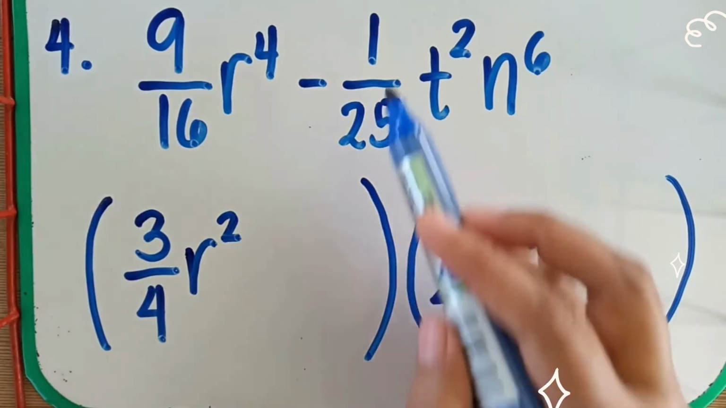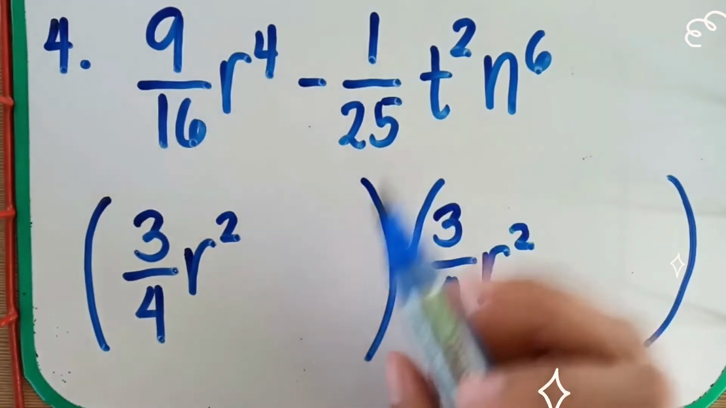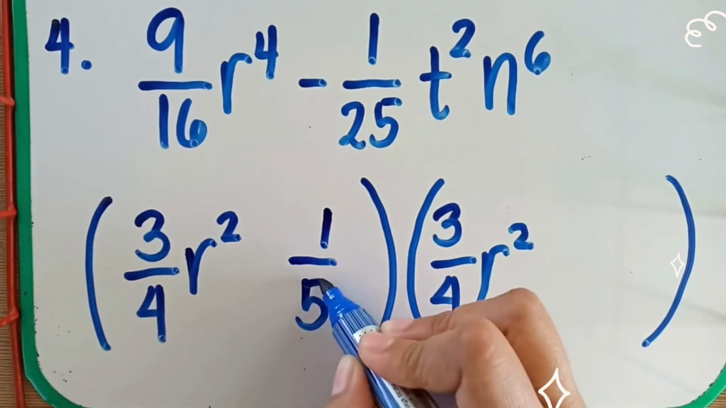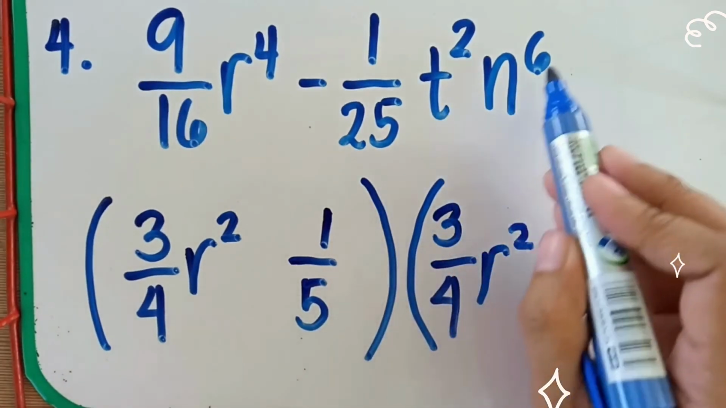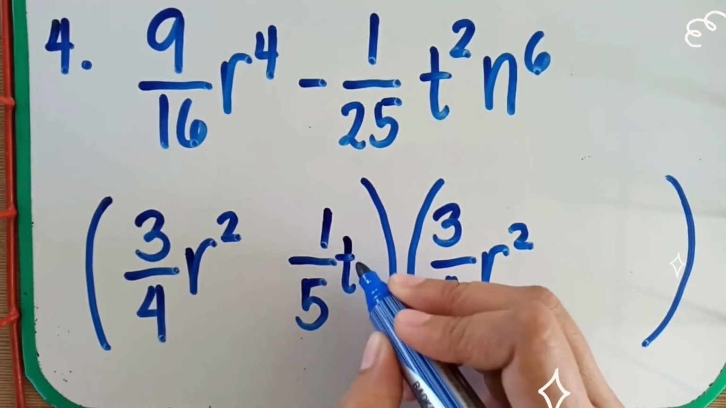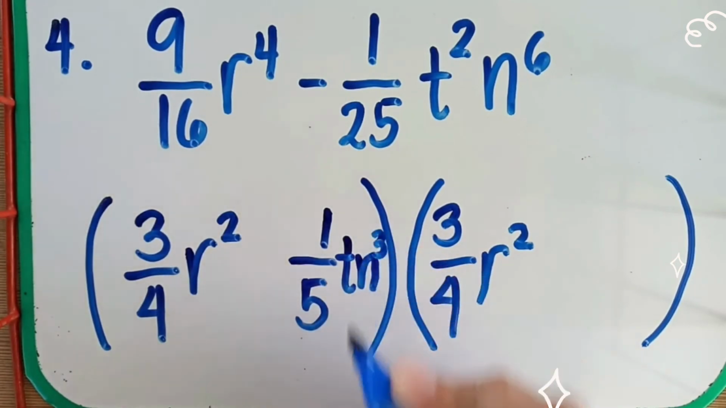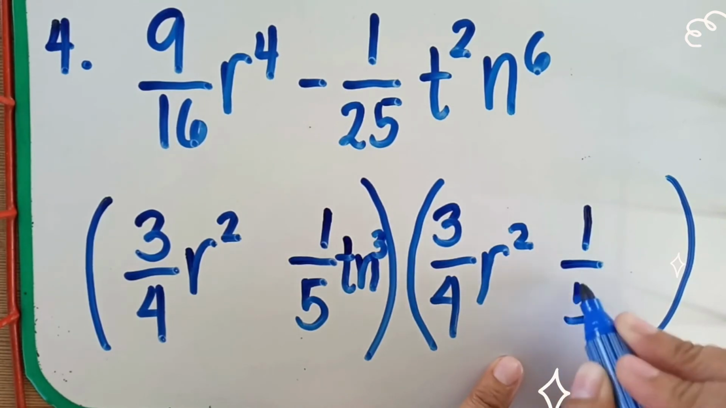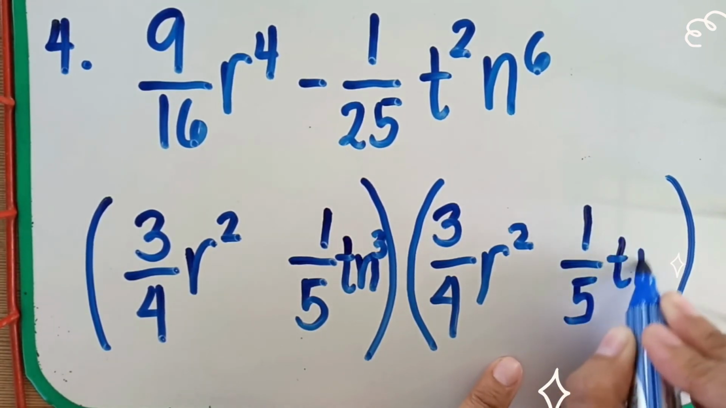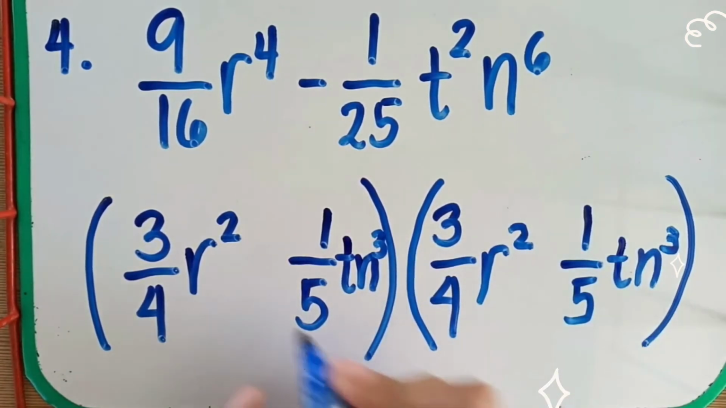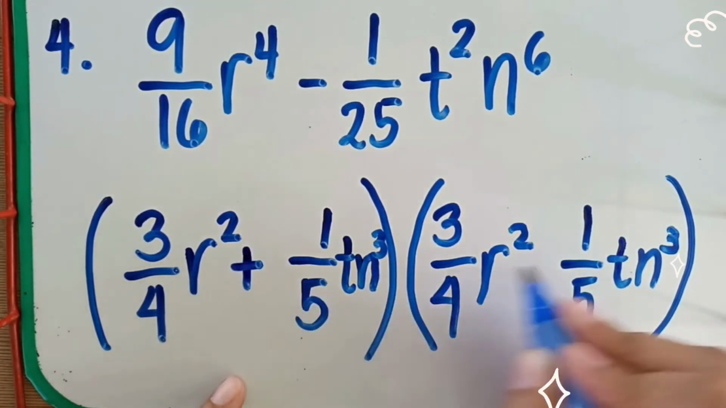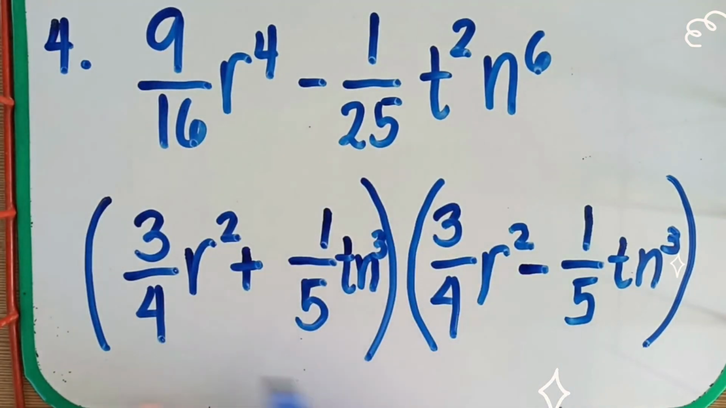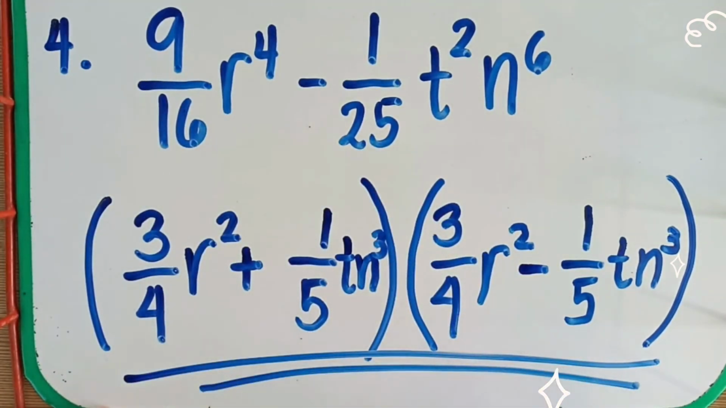Then the square root of 1 over 25: the square root of 1 is 1, and the square root of 25 is 5. The square root of t squared n to the 6th is t n cubed. And then we also have here 1 over 5 t n cubed. Then express this as the sum and difference of the square roots of these 2 terms. So we have this factor.